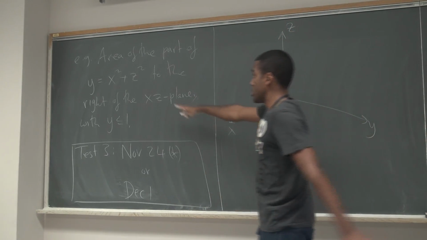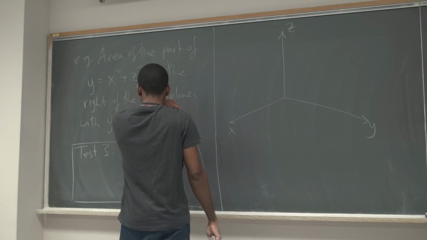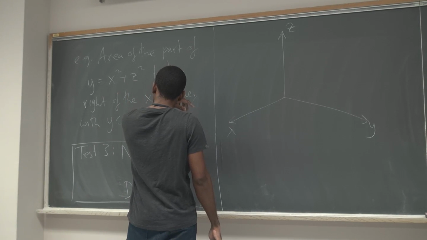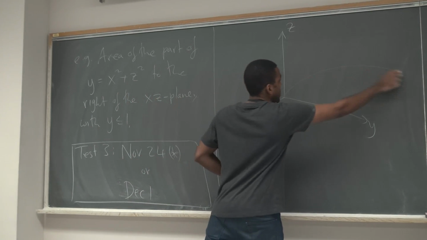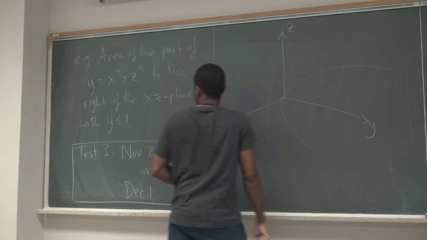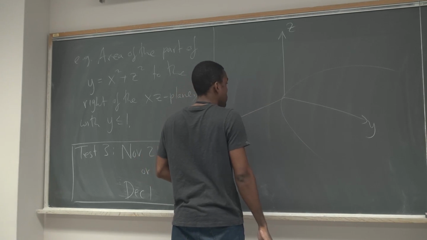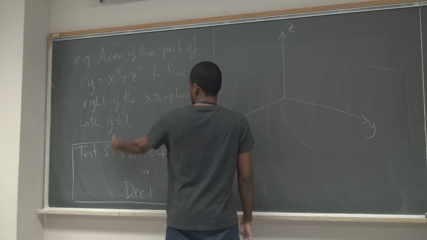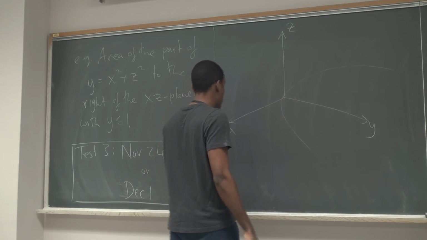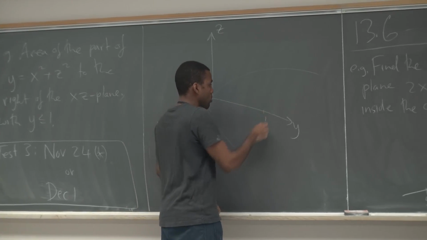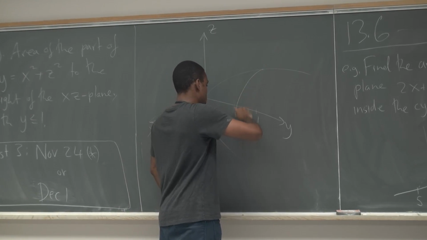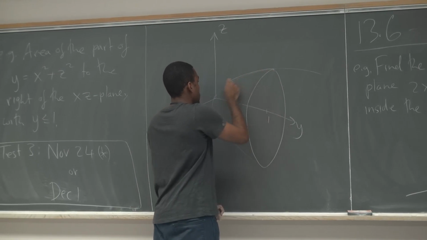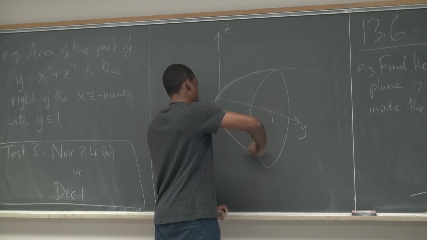What is this? What does this look like? A parabola along the y-axis. Where is it opening up? The positive direction. It's opening like that. Okay? This is the xy plane, this is on the right. And my y is less than or equal to 1, which means I'm going to have y equals 1. I care about everything less than that. So this is my object.